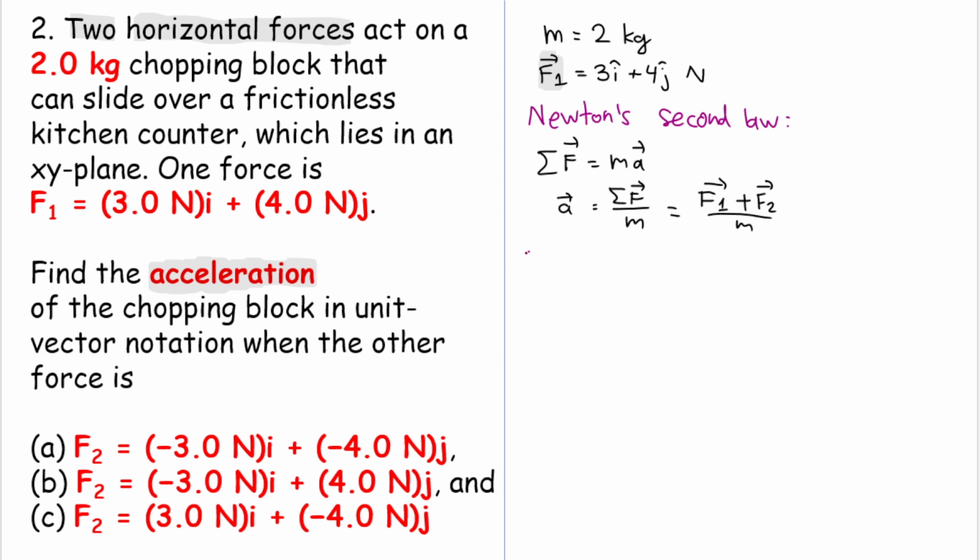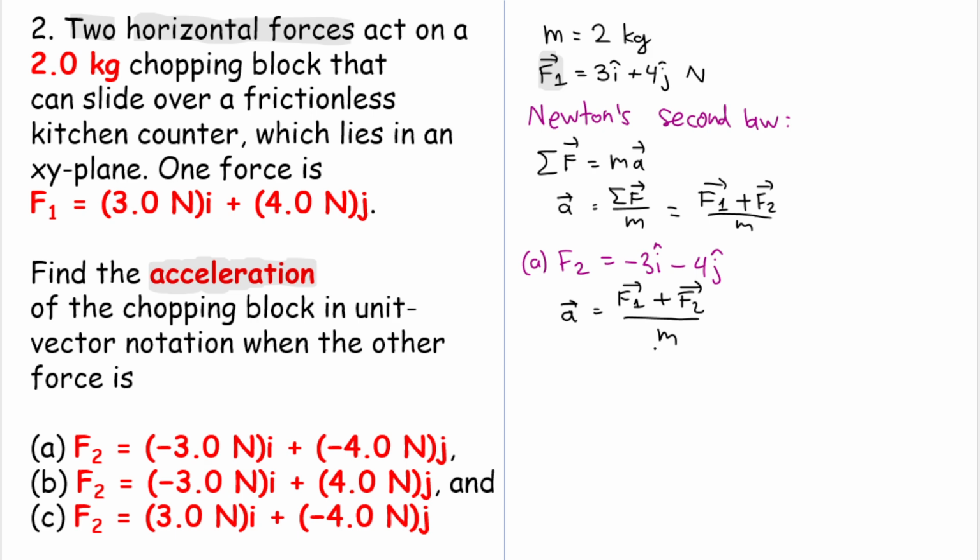Now let's go to question A. We are given that F2 here is equal to minus 3I and then plus minus 4J. Or I can rewrite that as this, minus 3I minus 4J. Good. Now let's get the acceleration here. We will have A is equal to F1 plus F2 divided by the mass, right?